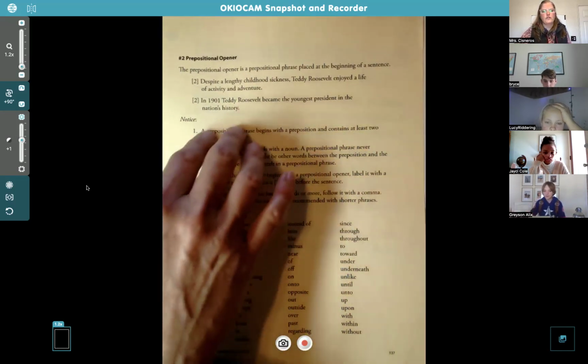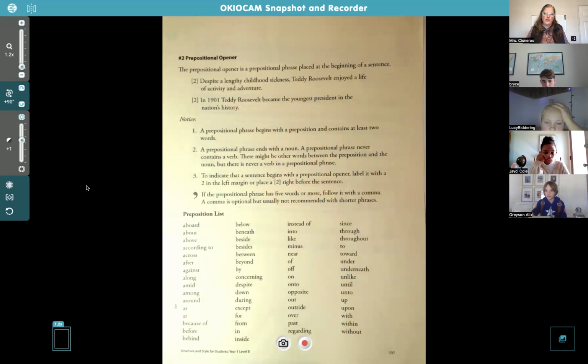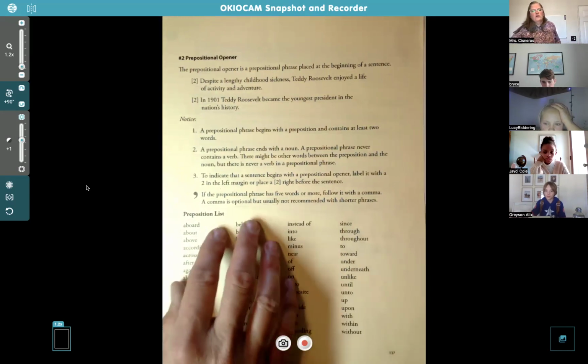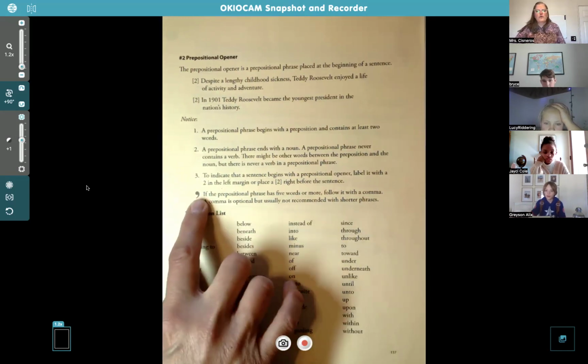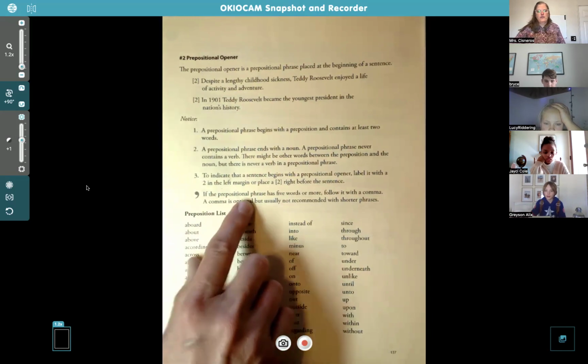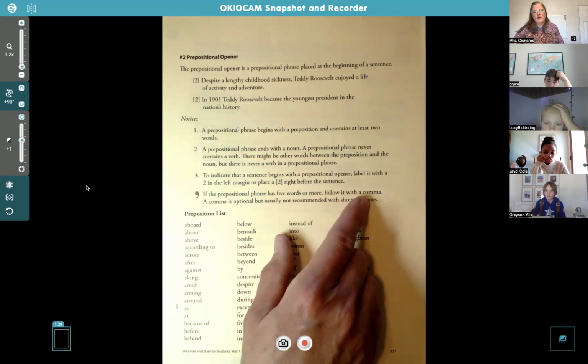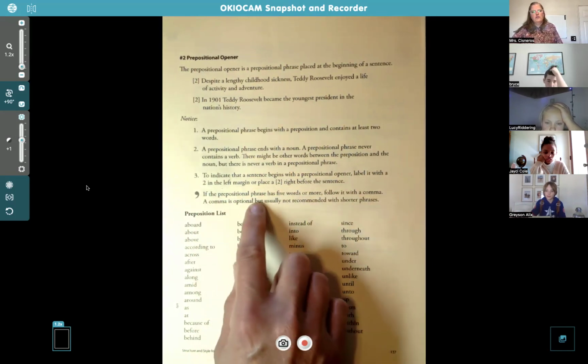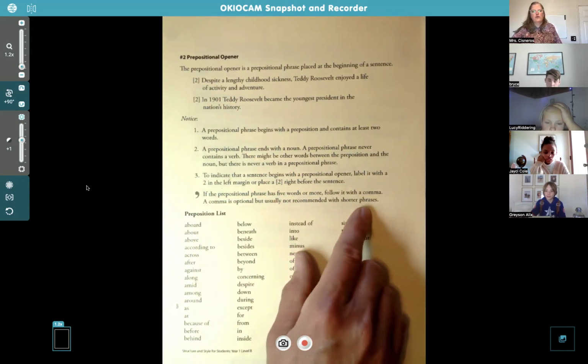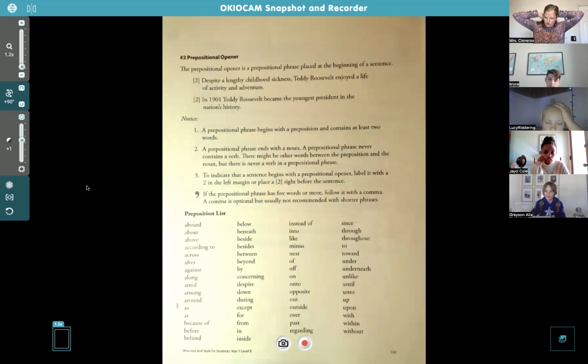This is a little bit more instructions about the prepositional opener, but you guys already know about this because, like I said, you do it in your grammar books. And the rule, the comma rule right down here says, if the prepositional phrase has 5 words or more, follow it with a comma. A comma is optional, but usually not recommended with shorter phrases. That's the comma rule there.